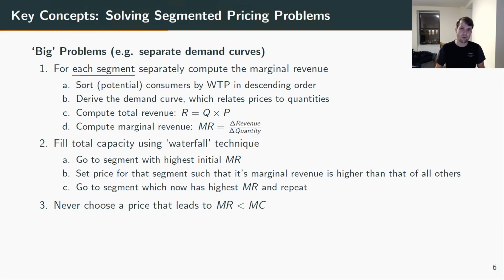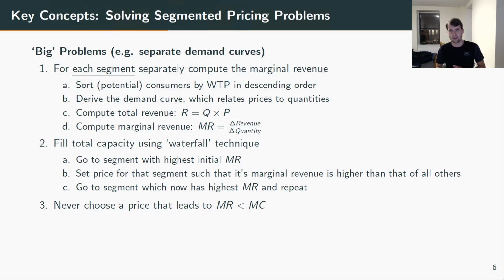Big problems look a lot more like what we've seen. You're usually given a bunch of tables with willingness to pay. Basically, for each segment, what we're going to call segment, it's usually student customers and professionals, VIPs, whatever. You're going to see an example in a second. And for each segment, we're going to separately compute a marginal revenue curve. That's just the exact same thing that we did before. Order the customers in descending order by willingness to pay. Derive the demand curve, compute the total revenue, the marginal revenue, and so on, standard stuff.